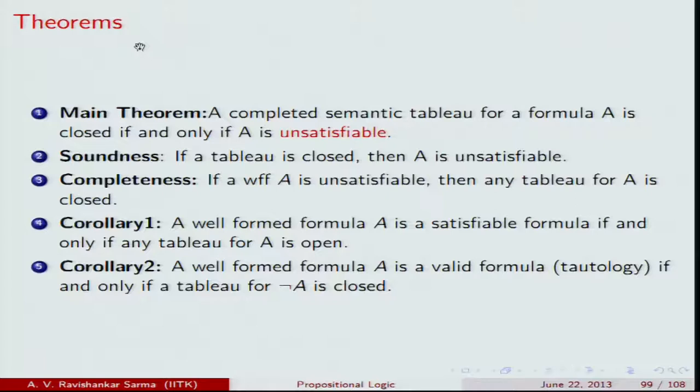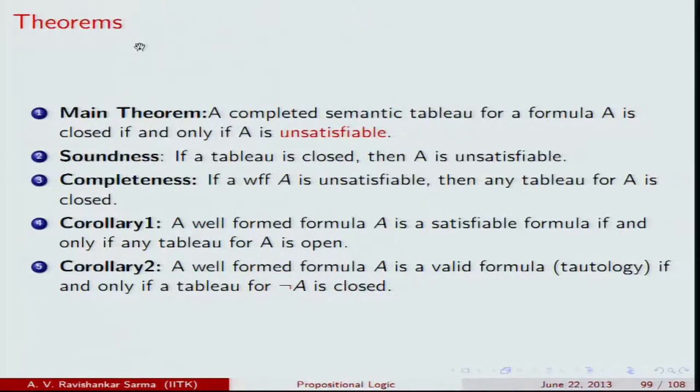A completed semantic tableau for a given formula A is said to be closed if and only if A is unsatisfiable. So you take the negation of the formula, not x, and if it leads to the closure of all the branches, then obviously not x is considered to be unsatisfiable. If not x is unsatisfiable, then obviously x has to be a tautology. That is one thing which we have observed already. And the second most important thing is the soundness theorem in the context of the semantic tableaux method. In that context, soundness is like this: if the tableau is closed, then obviously A is said to be unsatisfiable.